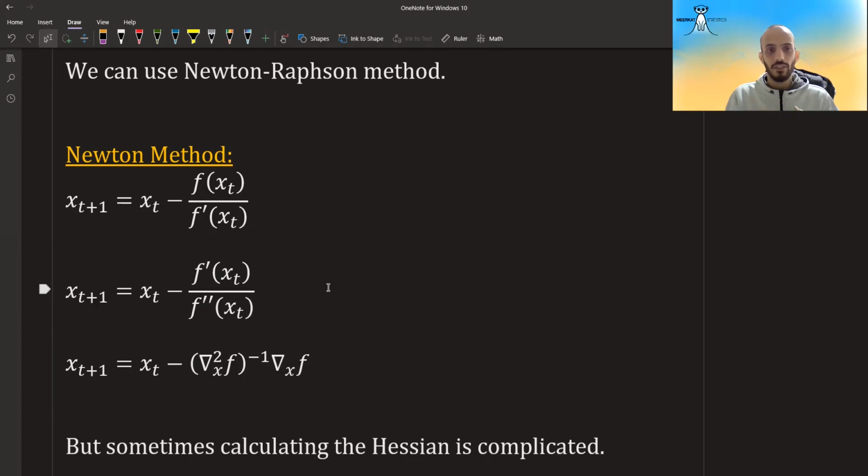So let's say you have a function f, which depends on a variable x at time step t. Then you improve x at t plus 1 by taking the original x_t and then subtracting the function at this value divided by the derivative, the gradient at this value. But this will give you the root of the function, meaning the place where the function is equal to 0. So what do you do if you want to find the minimum or the maximum?